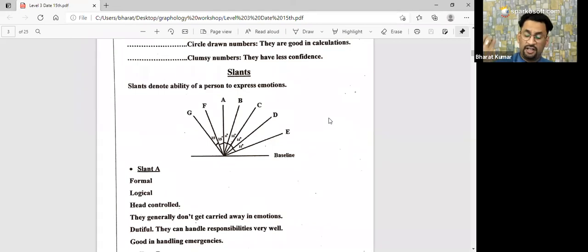They react without thinking, without logic. They can do anything anytime. Meaning उन्हें खुद भी नहीं पता कि वो क्या action ले लेंगे. They don't know what action they can do. Which slant shows they are attention seeker? C and D.